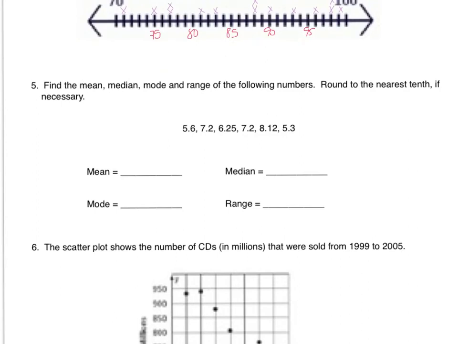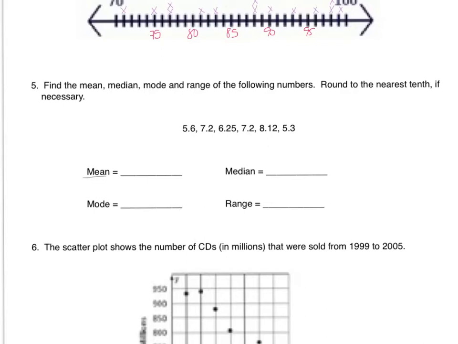Next one, we're going to find the mean, median, mode, and range. Round to the nearest tenth if necessary. So remember, when you round to the nearest tenth, that means you actually have to divide out to the hundredths place to see whether you need to round up or down. So don't be lazy and stop, because then you're going to get it wrong if you round wrong.